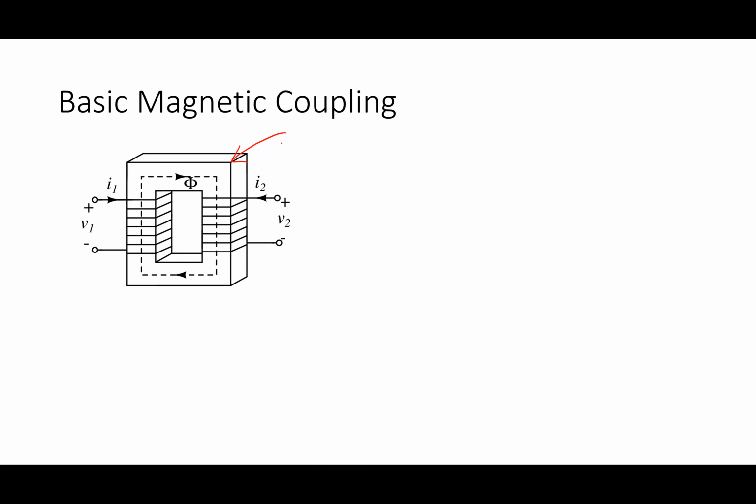Now, I also said I put 1 volt on here, right? Can I just put 1 volt DC on one side? If I put a battery on V1, would I get anything on V2?